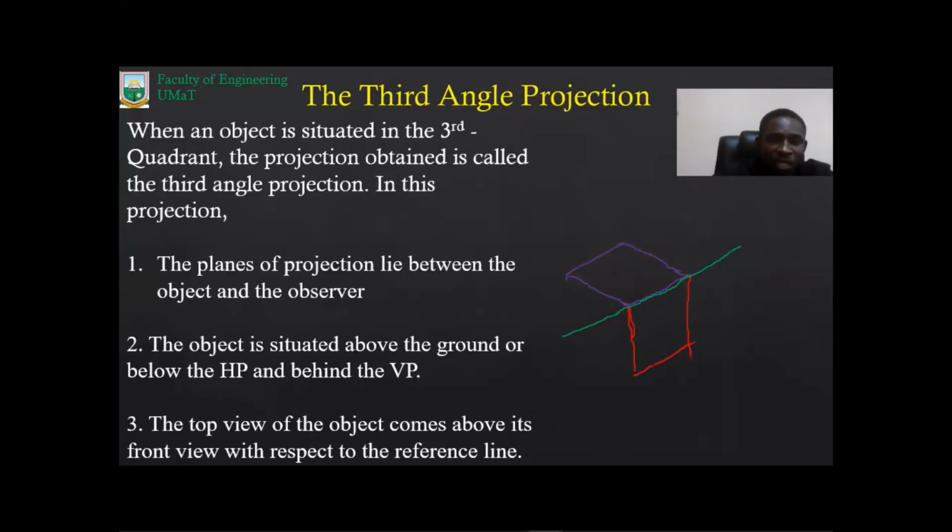This time around, the object is situated above the ground. So let's take it that all this area is the ground. This is your ground. So you can see that there's some space between the ground and the horizontal plane. The object is situated above the ground or below the horizontal plane. Let me get my numbers right again. So this is our horizontal plane and our vertical plane. Now the object is situated somewhere here.